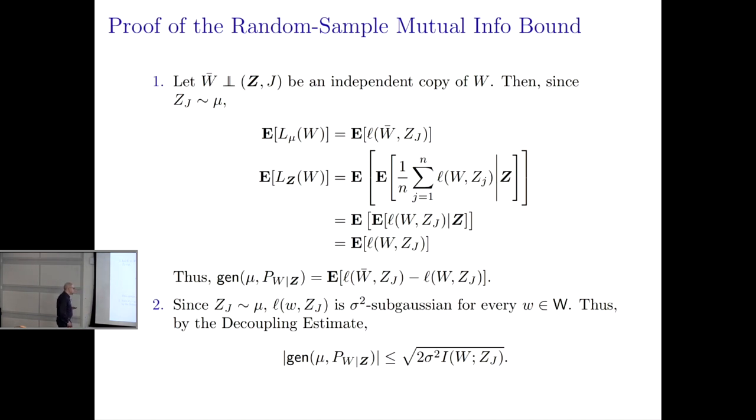So now you see the generalization error can be written as a difference of expectations of random variables W and ZJ, except in one instance they are independent. And because ZJ has the same distribution as mu, the sub-Gaussian assumption still holds. I just apply the decoupling estimate. And once again, this is a fresh new bound. I haven't played with it yet, but it's there. Okay. Yes. To the previous one. They are slightly different, I suspect. I couldn't think of an easy way of comparing them.